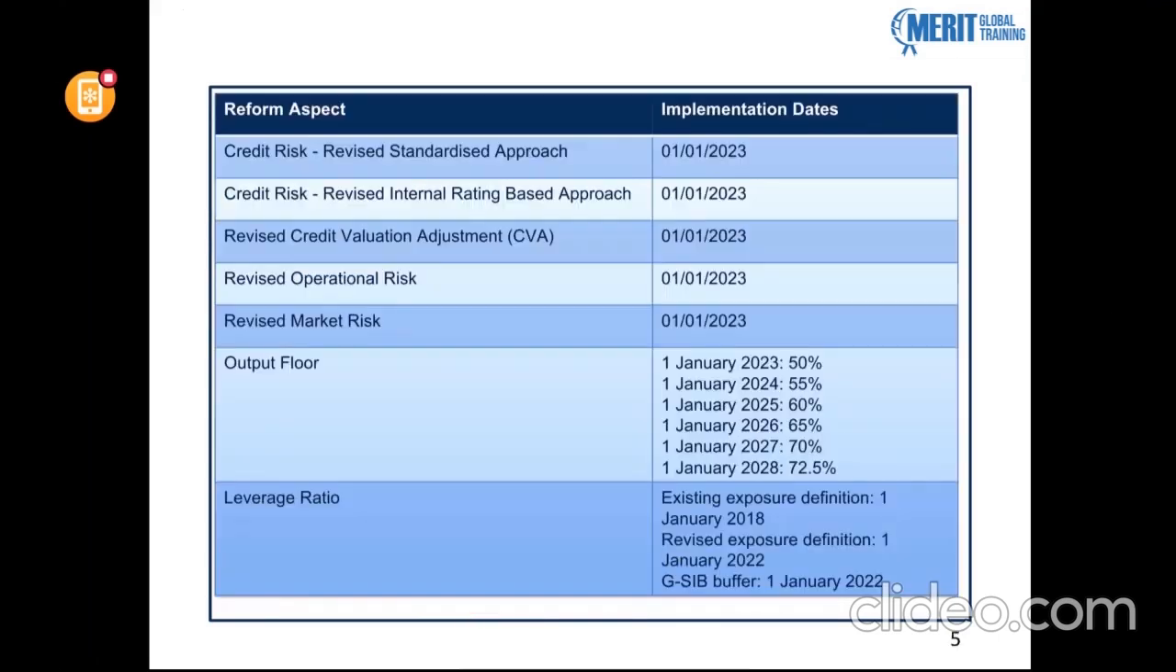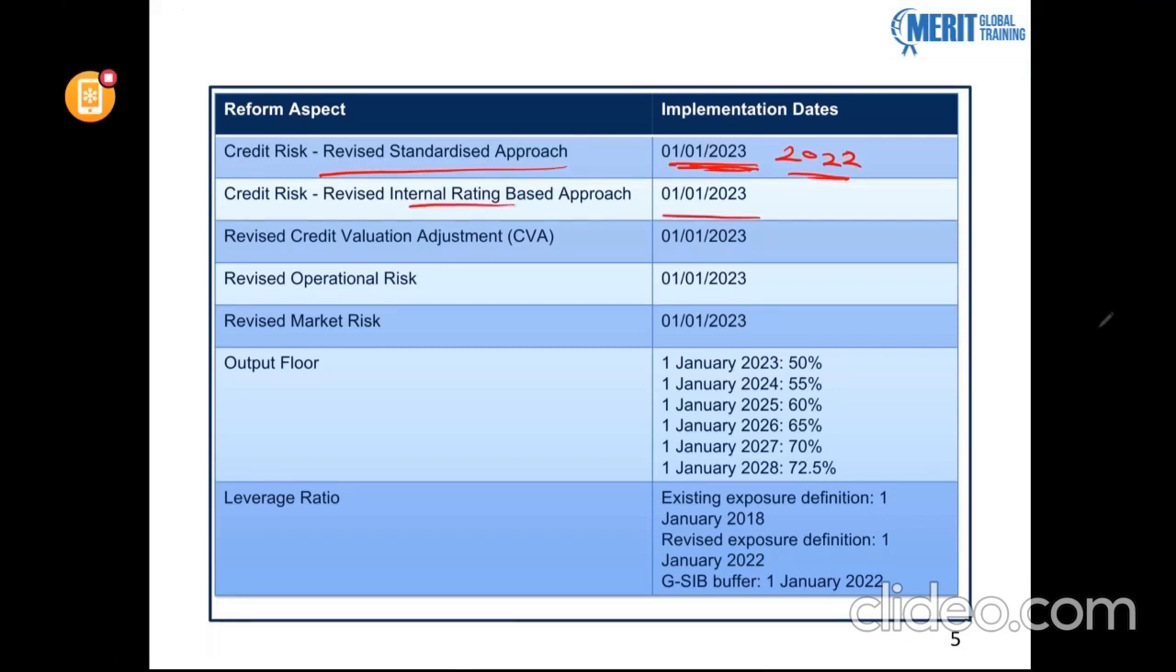So what's the implementation timeline for this Basel IV across the board? We have the credit risk revised standardized approach. The implementation date starts on the 1st of January 2023. This was meant to be 2022, but because of the coronavirus pandemic, the Basel Committee gave the banks the opportunity to focus more on how they resolve the pandemic issue, and extended the implementation dates by 1 year. So initially it was meant to be 2022, but now the implementation starts on the 1st of January 2023.